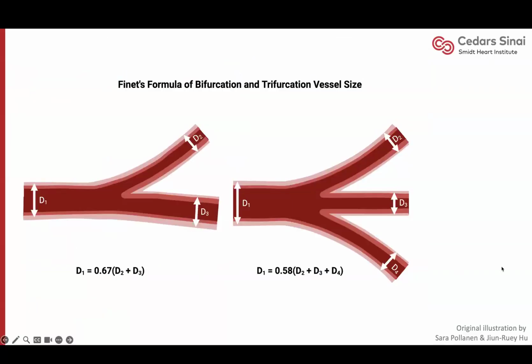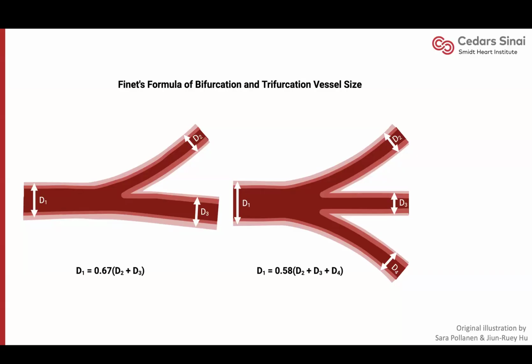Why do we care about vessel diameters? Because these diameters are not random. Finet's formula describes the relationship between the vessel diameters and coronary artery bifurcations. It states that the proximal main vessel diameter is 0.678 times the sum of the distal main vessel diameter and the side branch diameter. For an arterial trifurcation, the diameter of the proximal main vessel is 0.58 of the diameter of the distal main vessel and the diameter of the two side branches summed together.